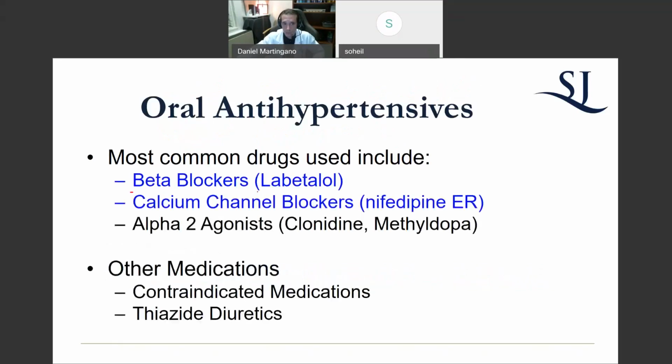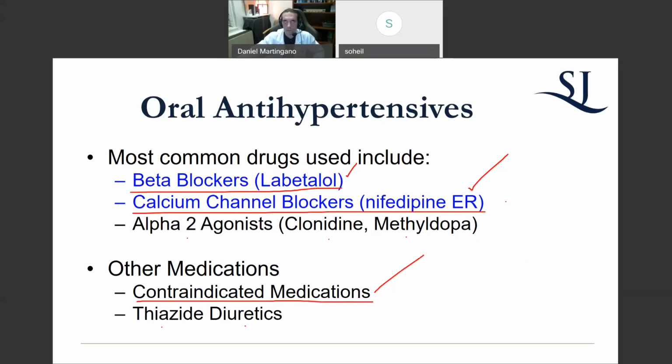So really, the most common medicines that are used are beta blockers, which includes labetalol for us, and calcium channel blockers, which for us includes nifedipine. I have ER, which is extended release. Okay, dosage is generally not important for you guys at this stage, but we use nifedipine immediate release formulation for a different purpose, which I'll explain. So extended release nifedipine is the oral antihypertensive that's used for managing blood pressures from a maintenance standpoint. We'll discuss other things you can use but are not commonly used, such as alpha-2 agonists, which is clonidine and methyldopa, and then other medicines, including thiazide diuretics, we'll talk a little bit about, and then the medicines that are contraindicated in pregnancy.